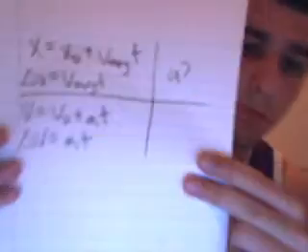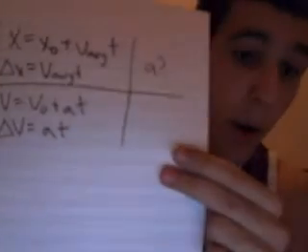Now, the next equation is velocity is equal to initial velocity plus acceleration times time, or the change in velocity is equal to acceleration times time. Alright, why would you use this? If you don't know your displacement whatsoever. So, change of x, you don't know what change of x is.